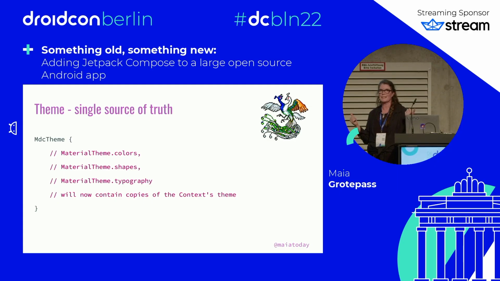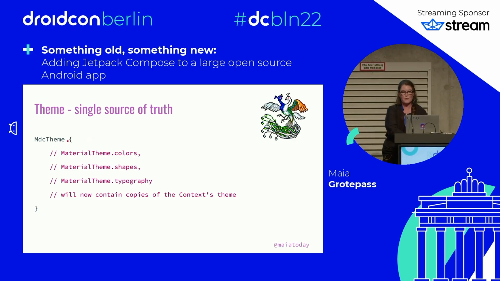What was my next step? Now, my next step was to start looking at the themes. And my intention was to have a single source of truth. So if you think about a big app with lots of themes and lots of things happening, you want to define your colors and your themes in one place, and then you want to share this between your XML and your Compose world. And I was going to use the MDC theme because this particular project used Material.